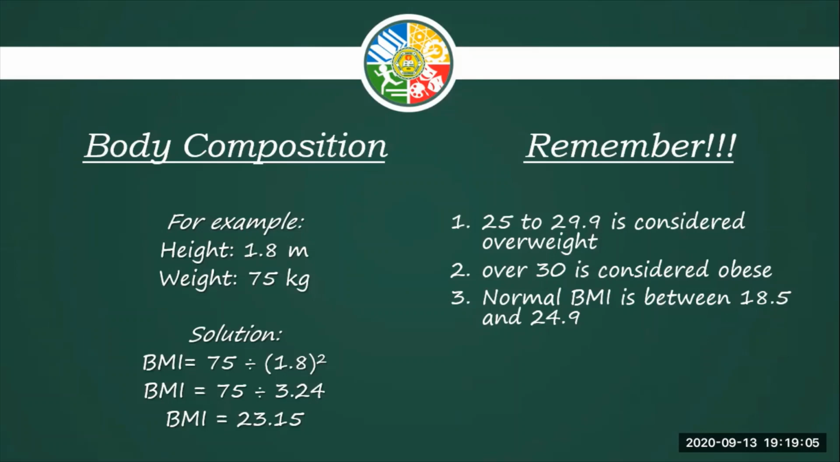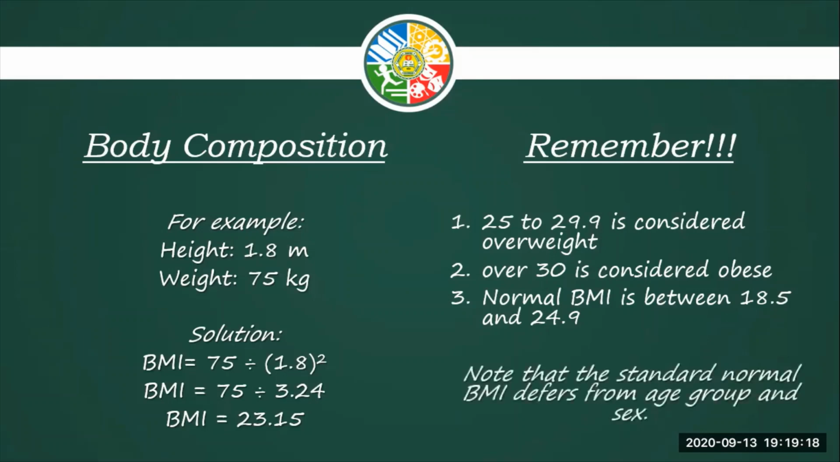For our example, the result is 23.15. The BMI is normal because it is in between 18.5 and 24.9. But we need to remember also that the standard normal BMI differs by age group and sex, meaning to say that this posted standard for BMI classification is not universal. It may vary with the sex or gender as well as the age of the person.